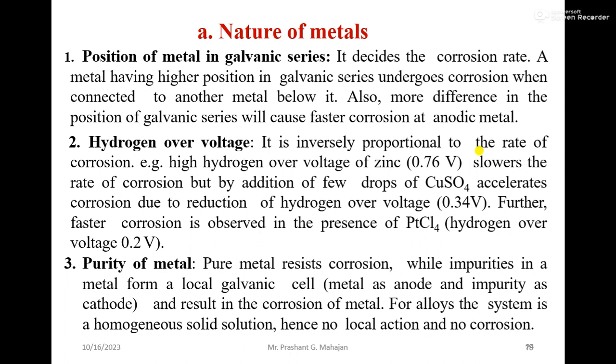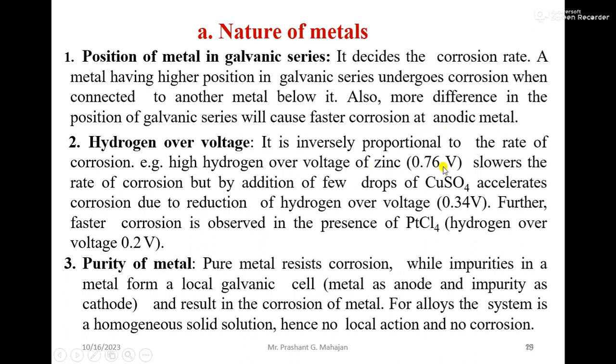And second is hydrogen overvoltage. It is inversely proportional to the rate of corrosion. So as hydrogen overvoltage is more, there will be less corrosion, and vice versa. For example, the high hydrogen overvoltage of zinc, that is 0.76 volt, shows a low rate of corrosion. But if a few drops of copper sulfate are added, that will accelerate the corrosion due to reduction of hydrogen overvoltage to 0.34.